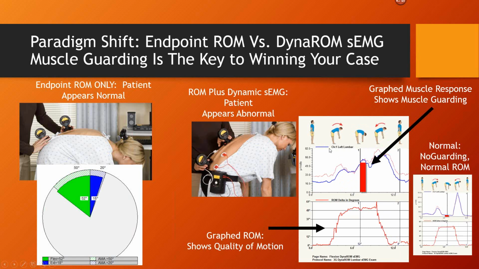And so in this particular case, we had the same range of motion, 52 degrees. That was the same range of motion data as the endpoint, but there was muscle guarding. So this case led to a $300,000 settlement. And you can see in a normal, when they bend into flexion, the muscles shut off completely. So that's the lumbar spine. And again, this is an example of why range of motion on its own is not as valuable.